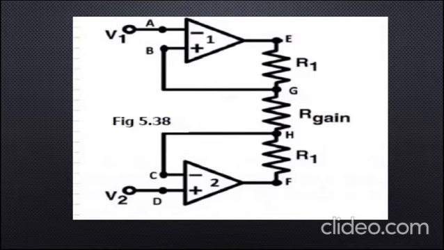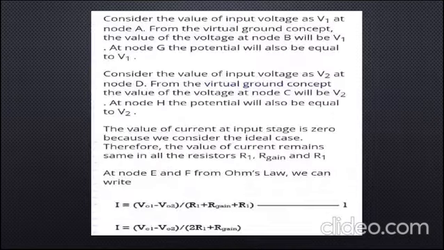This is the diagram of input stage of the instrumentation amplifier. Consider the value of input voltage as V1 at node A. From the virtual ground concept, the value of the voltage at node B will be V1. At node G, the potential will also be equal to V1.